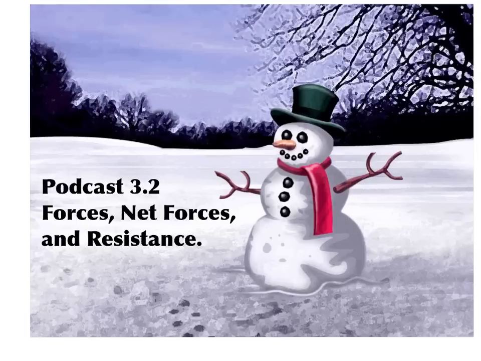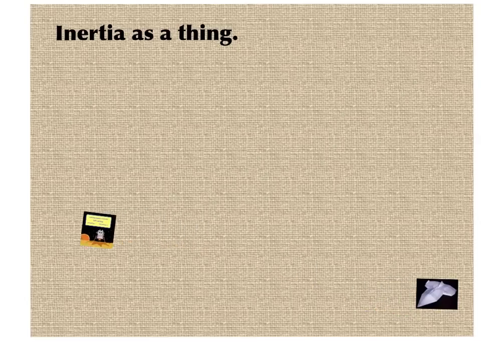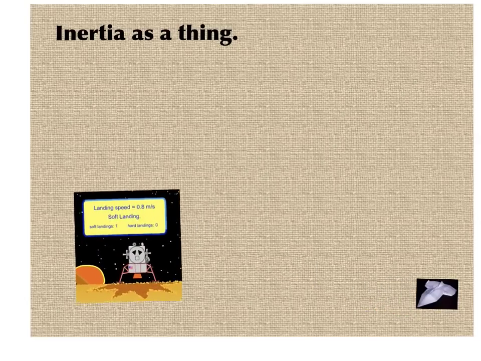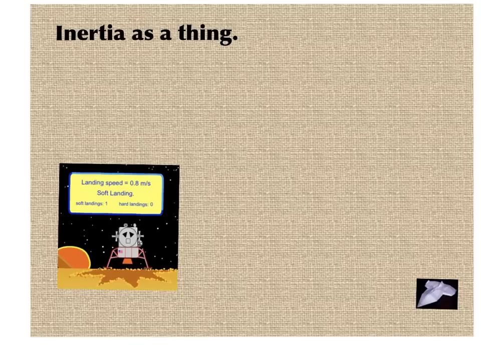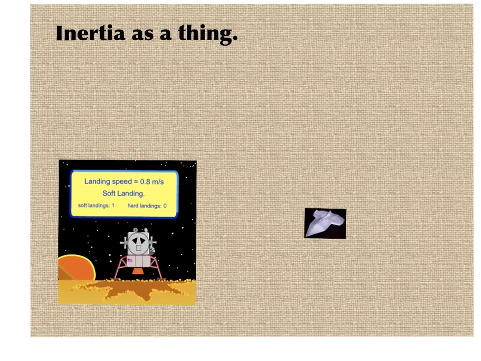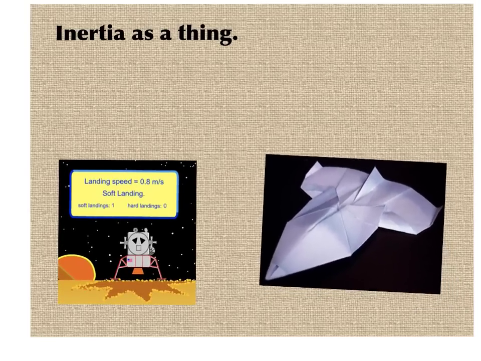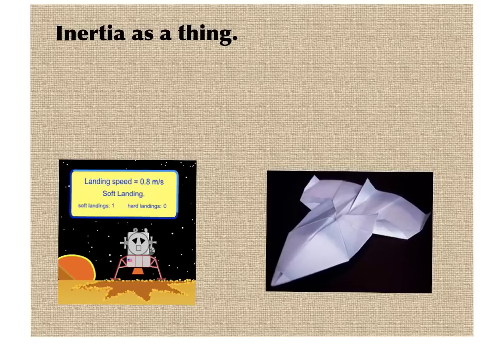Let's get started. The first thing we want to talk about is inertia being a thing. I have two photographs here. One is of our very favorite lunar lander that hopefully you are experimenting with on the PhET website, and the other is a paper airplane. One of these has a lot of mass, and therefore it has more inertia. Inertia is the ability of an object to resist a change in its either staying or moving. Okay?